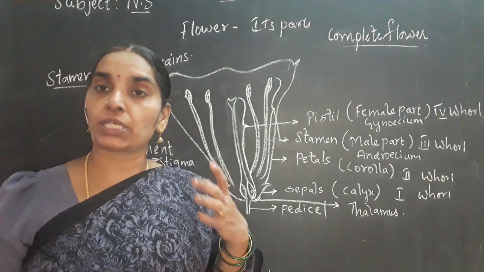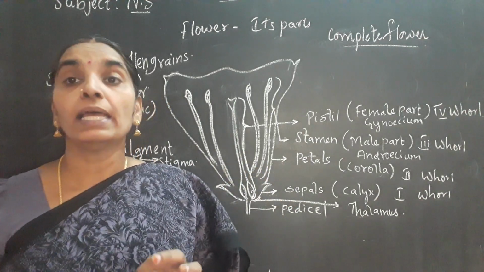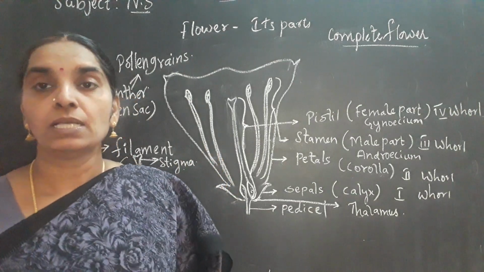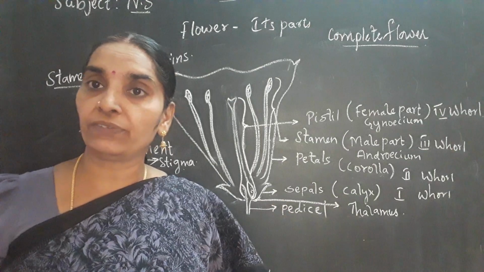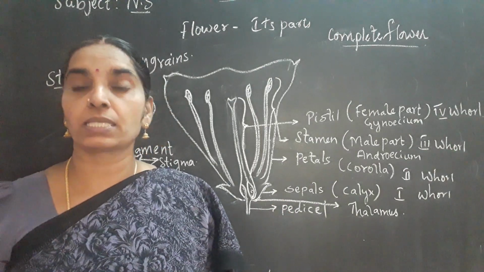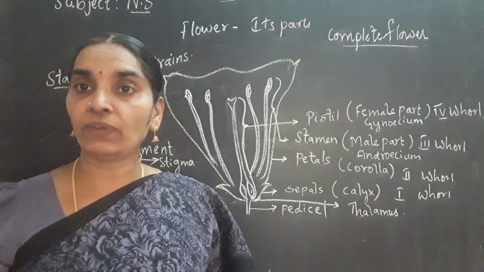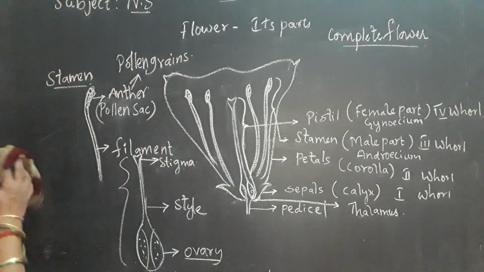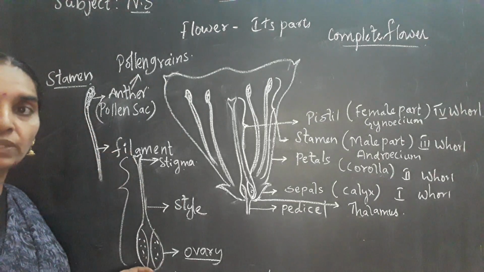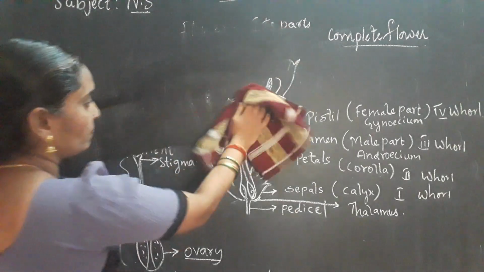A flower in which any one of the folds is missing is called as incomplete flower. So now you know how many types of flowers there are. Flowers are complete flowers, incomplete flowers, unisexual flowers, bisexual flowers, male flowers, female flowers. I'll tell you now the types. Okay, hope you have understood the parts of the flower, children. Next we'll move to the types of the flowers.